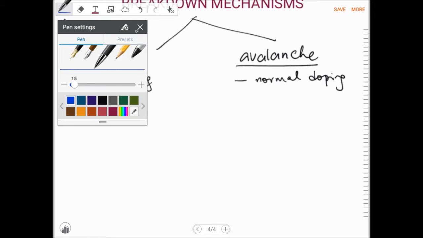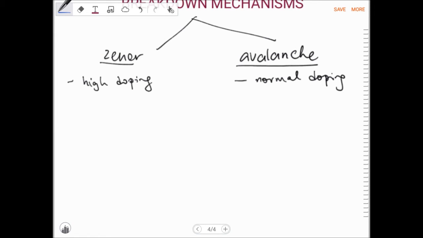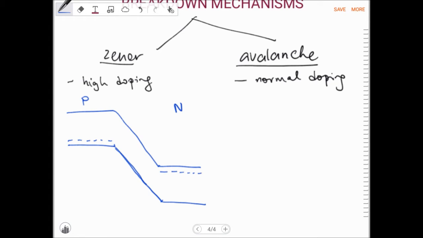Now let's explain how Zener breakdown occurs. Both breakdowns only occur in reverse bias. Let's say this is your P. I'm drawing the PN junction energy band diagram. The P side, then it's reverse bias, so it should be like that. And then you have your N side. P and N, the Fermi level of the N is closer to the conduction band. This is EC, EV, EC, EV.